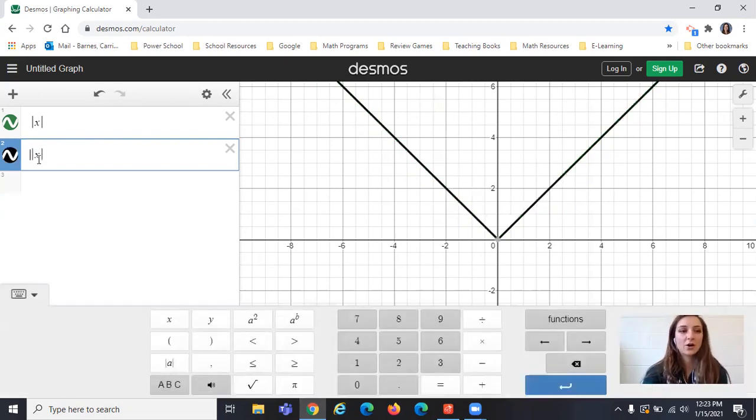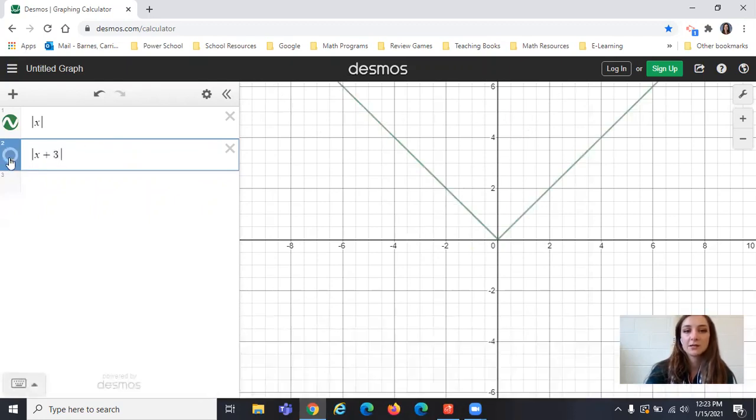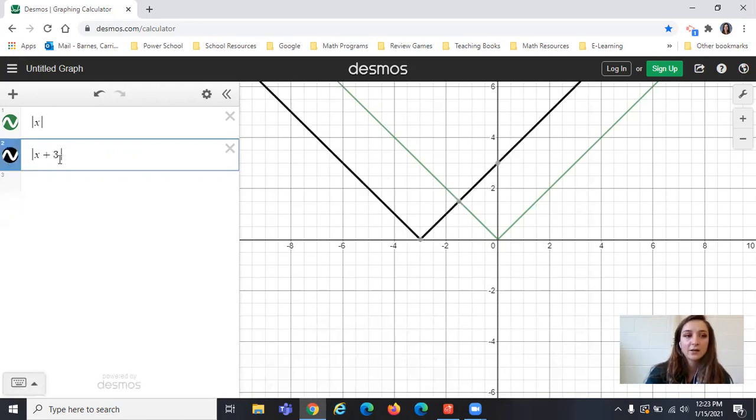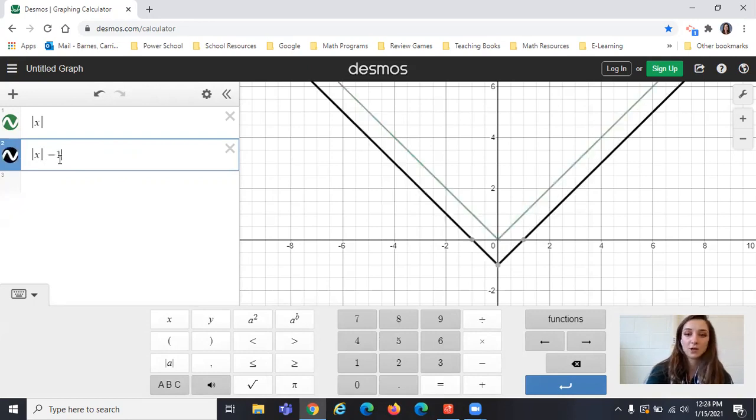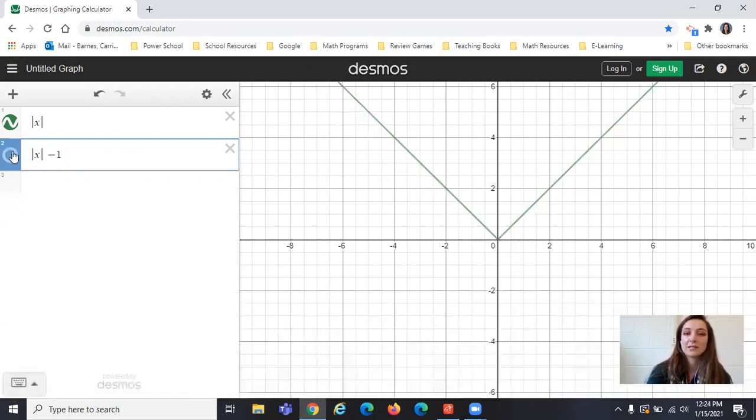Okay, so let's look at our left and right now. And we had a +3 in the middle. So we're going to see this function go from here, left 3. So let's see, +3. Okay, you can see that it went from there to there. It was moving to the left 3. And then our very last one that I want to look at is our up and down, and it had a -1 on the end. You can see that it's going down 1.